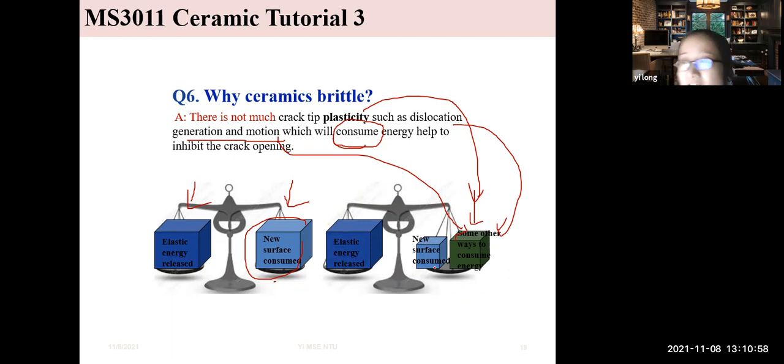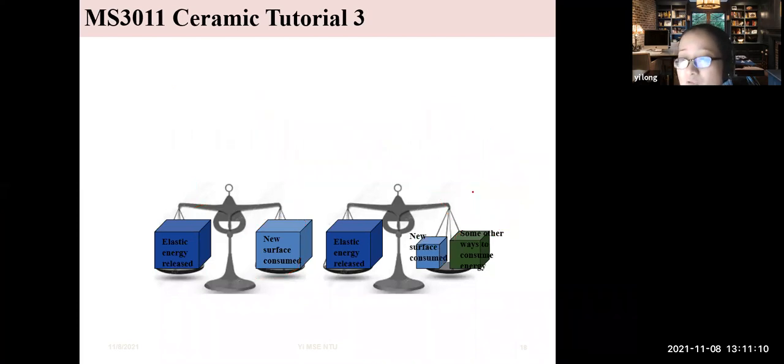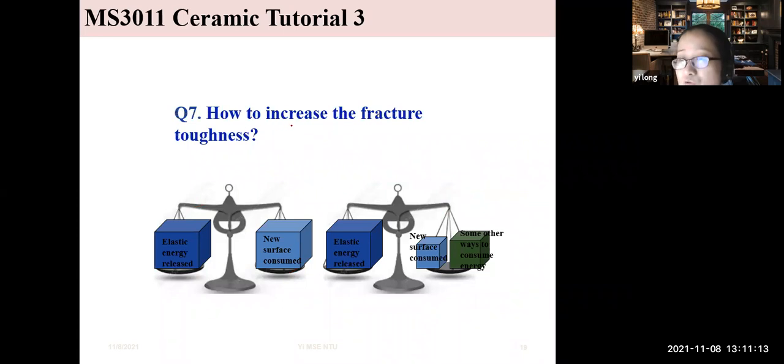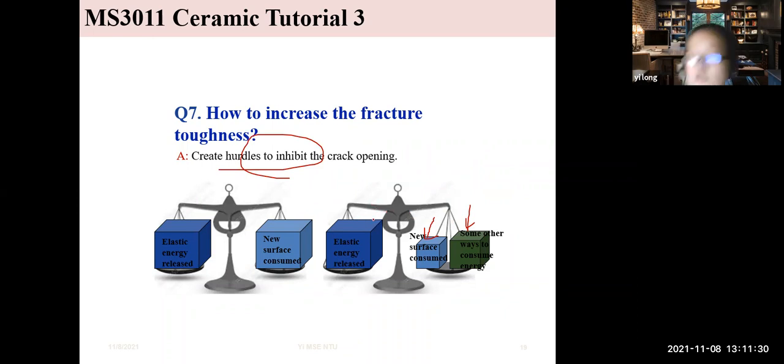So now you know the concept already. As a material scientist, you know the science already, so now let's move to the engineering side. How can we make it not that brittle? That's our second question: how to increase the fracture toughness? Let's make the green one bigger, which means this one bigger, this one maybe smaller. As simple as this. Let's create hurdles to inhibit the crack opening, or have some extra ways to consume extra energy. Both ways you can understand this question.